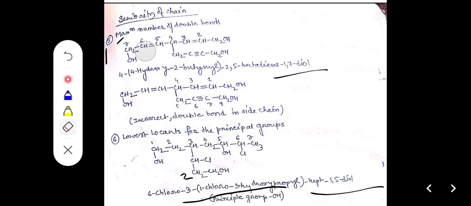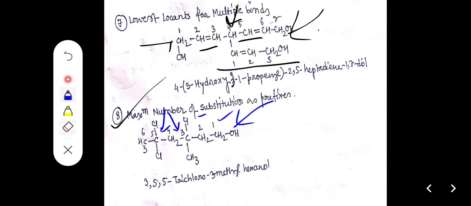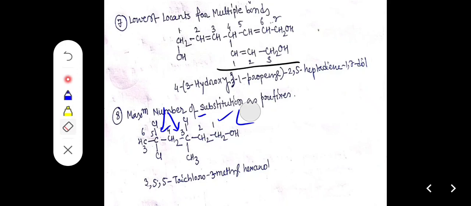So there should be the maximum number of double bonds. If there are triple bonds and there are also a maximum number of double bonds, the superiority is given to the double bond. So we consider the parent chain having the largest number of double bonds as the main chain. Then the lowest locant for the principal group; there should be the lowest locant. We have to consider this chain as a secondary chain or branching. Then lowest locant for multiple bonds, and maximum number of substitutions as prefixes.